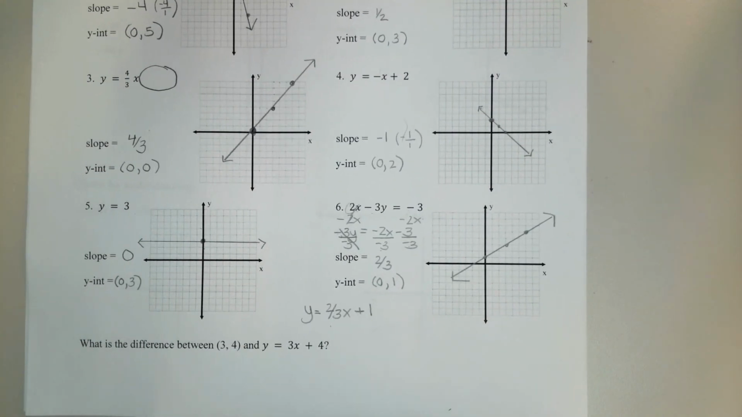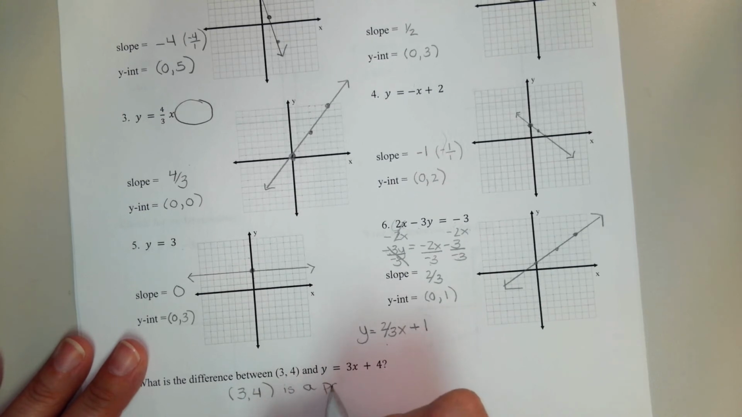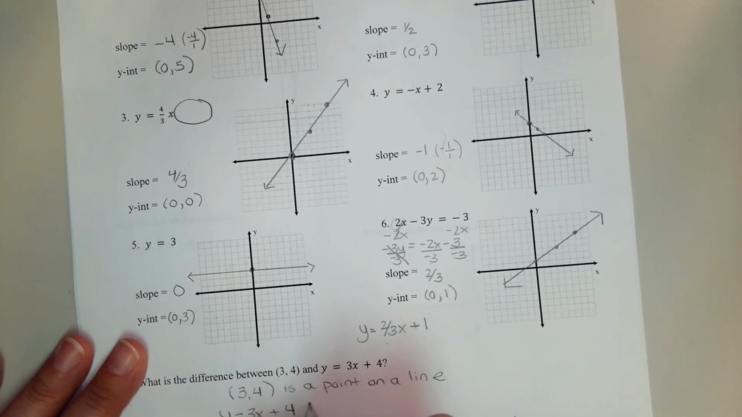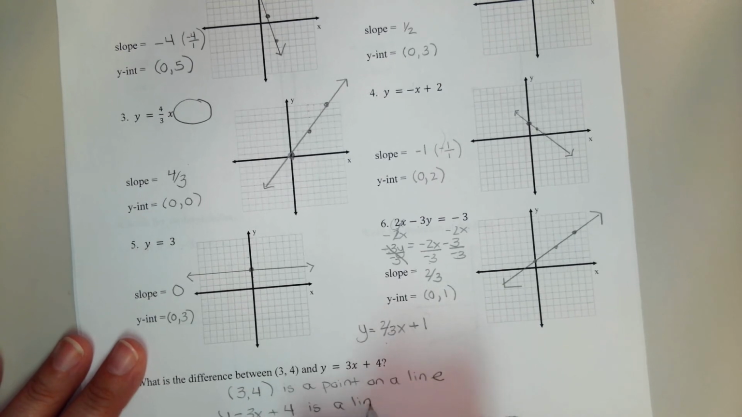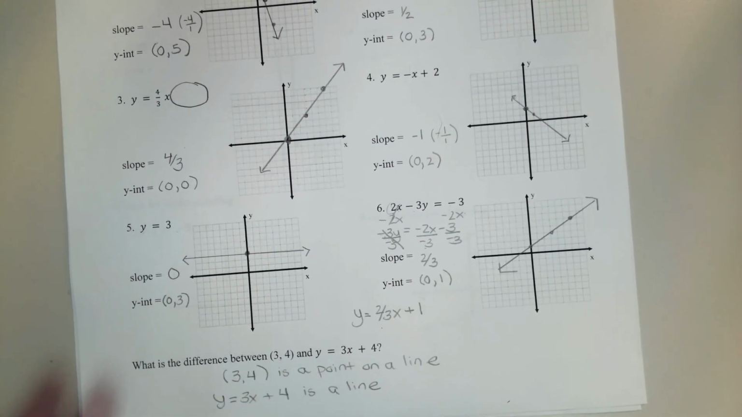Finally on this page, the question is, what is the difference between (3, 4) and y equals 3x plus 4? (3, 4) is just an ordered pair. It's a point on a line. Where y equals 3x plus 4 is a line. So that's the difference: just a point on the line versus an actual line.